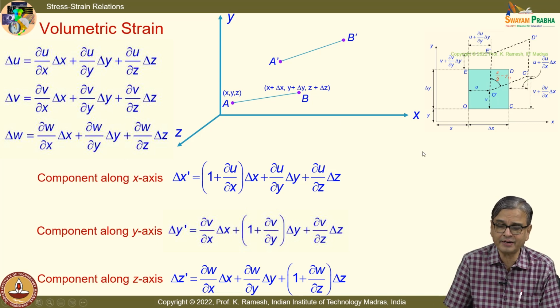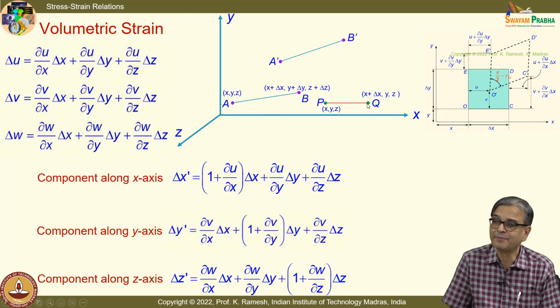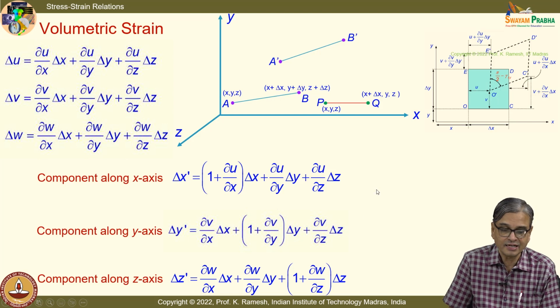Suppose I take an element like I have taken OC, I will also take points P and Q, where I say the point Q is shifted only by delta x, that y and z remain the same. I am taking a line which is parallel to x axis. Suppose I look at delta y and delta z going to 0 and look at the component along the x axis, y axis and z axis, I will get what is that deformed position P prime Q prime.